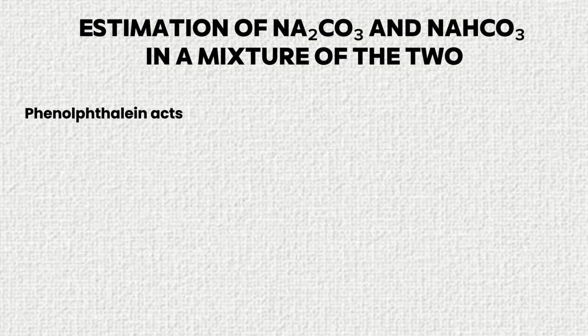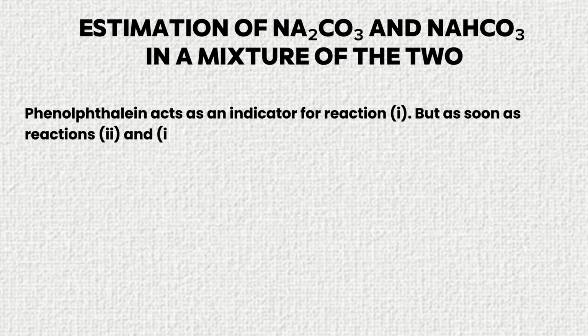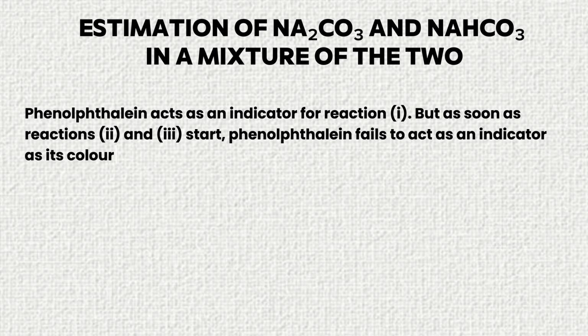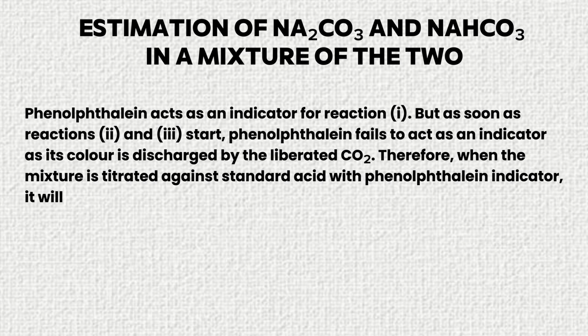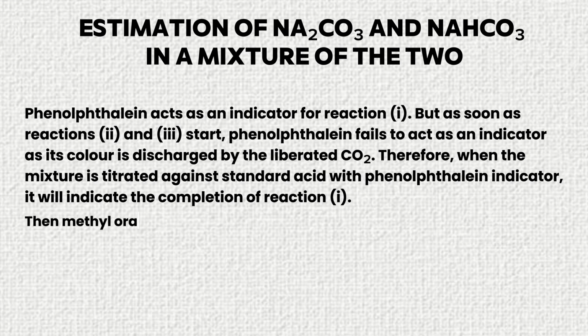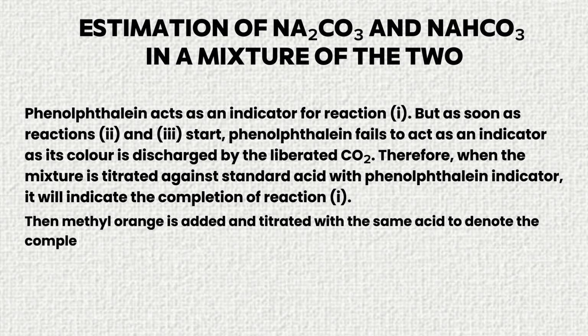Phenolphthalein acts as an indicator for the first reaction. But as soon as the second and third reactions start, phenolphthalein fails to act as an indicator because its color is discharged by the liberated carbon dioxide. Therefore, when the mixture is titrated against a standard acid using phenolphthalein indicator, it will indicate the completion of the first reaction. After the completion of the first reaction, methyl orange is added and titrated with the same acid to denote the completion of the second and third reactions.